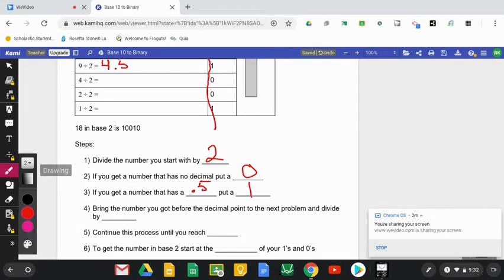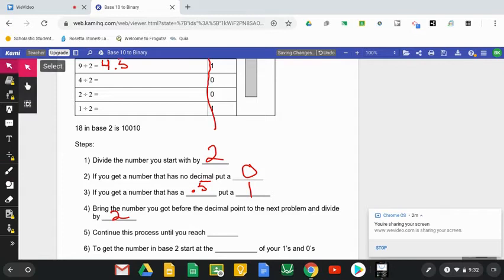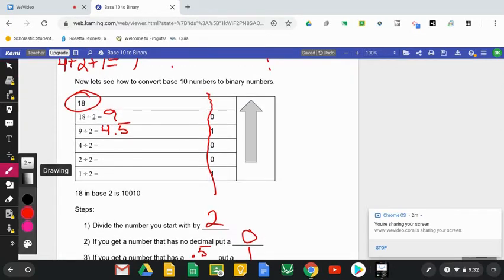But where did this 9 come from? Bring the number you got before the decimal point to the next problem and divide by 2. See how I got 9? I'm taking the 9 now, bringing it down before the decimal, because really this number can also be 9.0. It's fine, same thing. So the rule is, bring the number before the decimal place down. So with 4.5, I bring the 4 down.